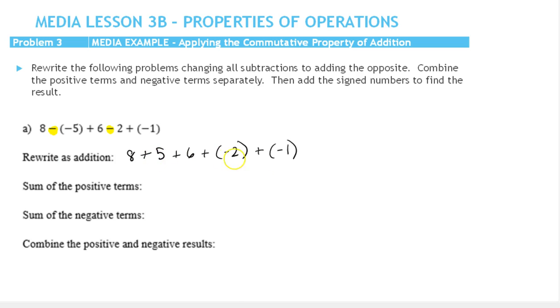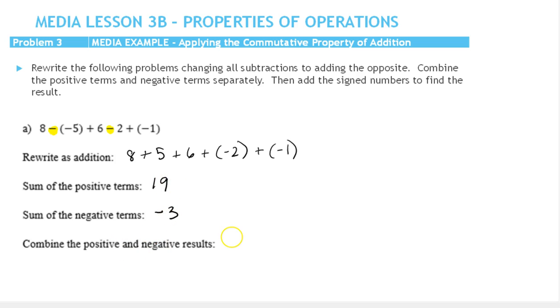Now, since this is all addition, I can add them in any order I want. So I'm going to start with the positive terms. So 8 plus 5 plus 6. Well, 8 plus 5 is 13. 13 plus 6 is 19. And when I add the negative terms, I add the absolute values and keep the sign. So I could just think of this as 2 plus 1 is 3, but the result will be negative. So this is our positive, this is negative.